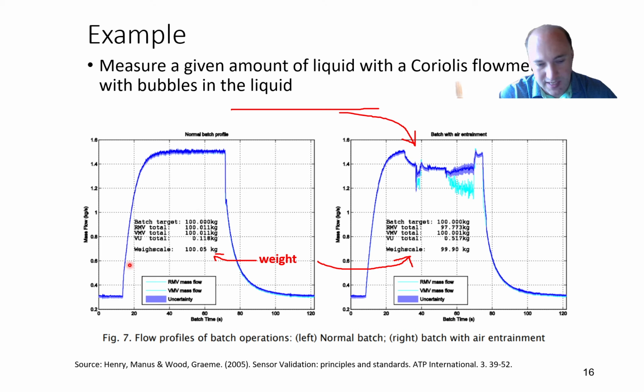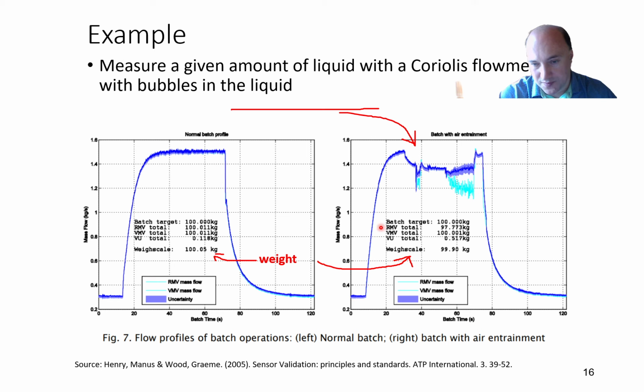Here we can see that without bubbles, everything is fine. The integral under this curve will give me 100 kilograms. That's the measured value of my weight, and we can see the uncertainty. It's like 0.1 kilograms. But what will happen if there are bubbles in the liquid?